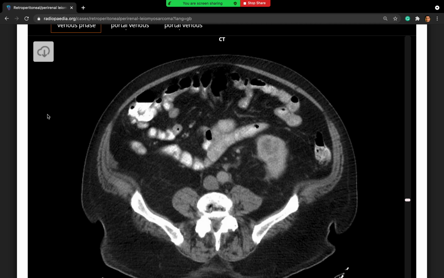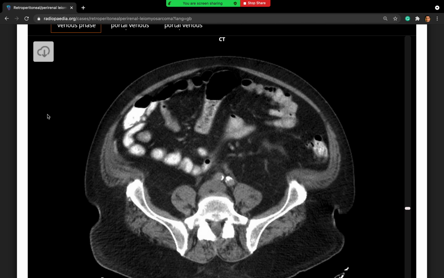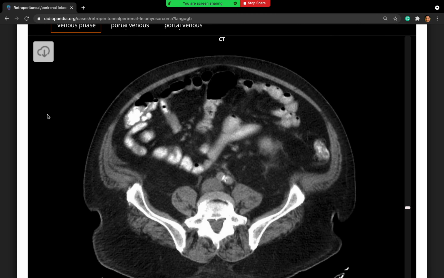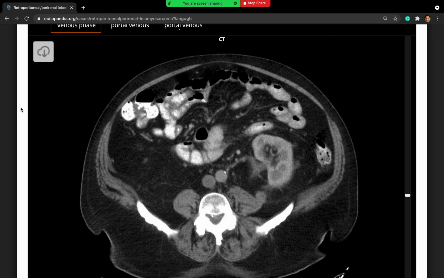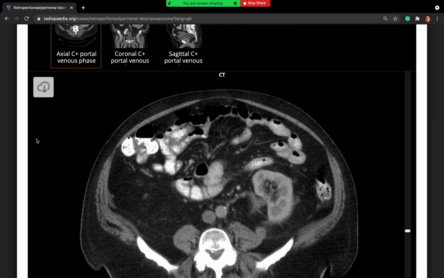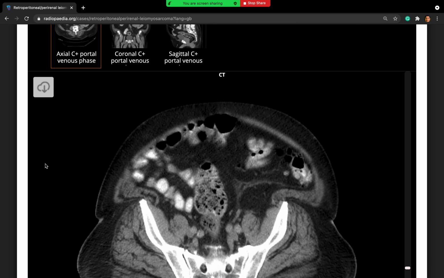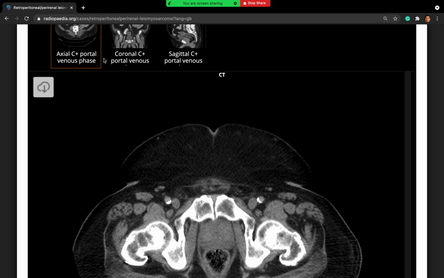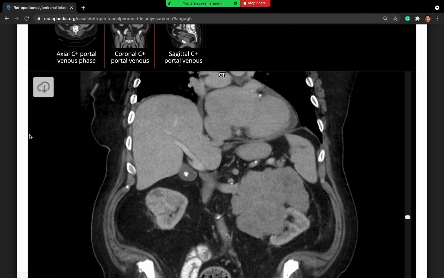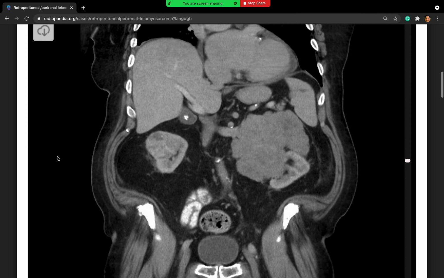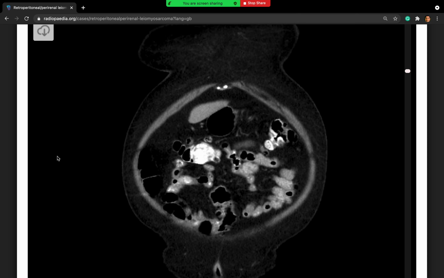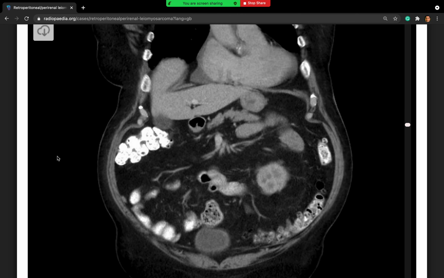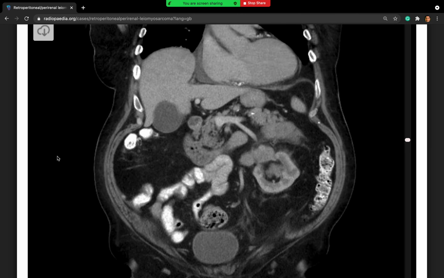Coming down, I cannot see any big lymph nodes in this section, or I have to review it again. And coming to the pelvis. Okay, let us see the coronal sections. So this is the coronal section of the abdominal pelvic CT scan, non-contrast, going from anterior to posterior.